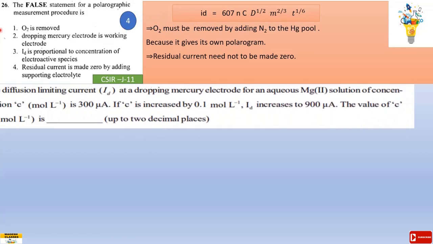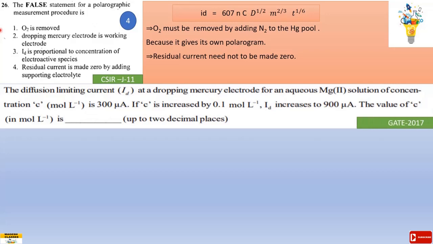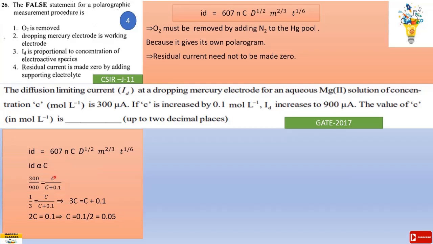The next question from GATE 2017. Here two ID values are given, and the concentration is in the question. In the first concentration, C, the diffusion current is 300, and by raising to 0.1, the diffusion current is 900. By relating ID is directly proportional to C, you get your answer is 0.05.